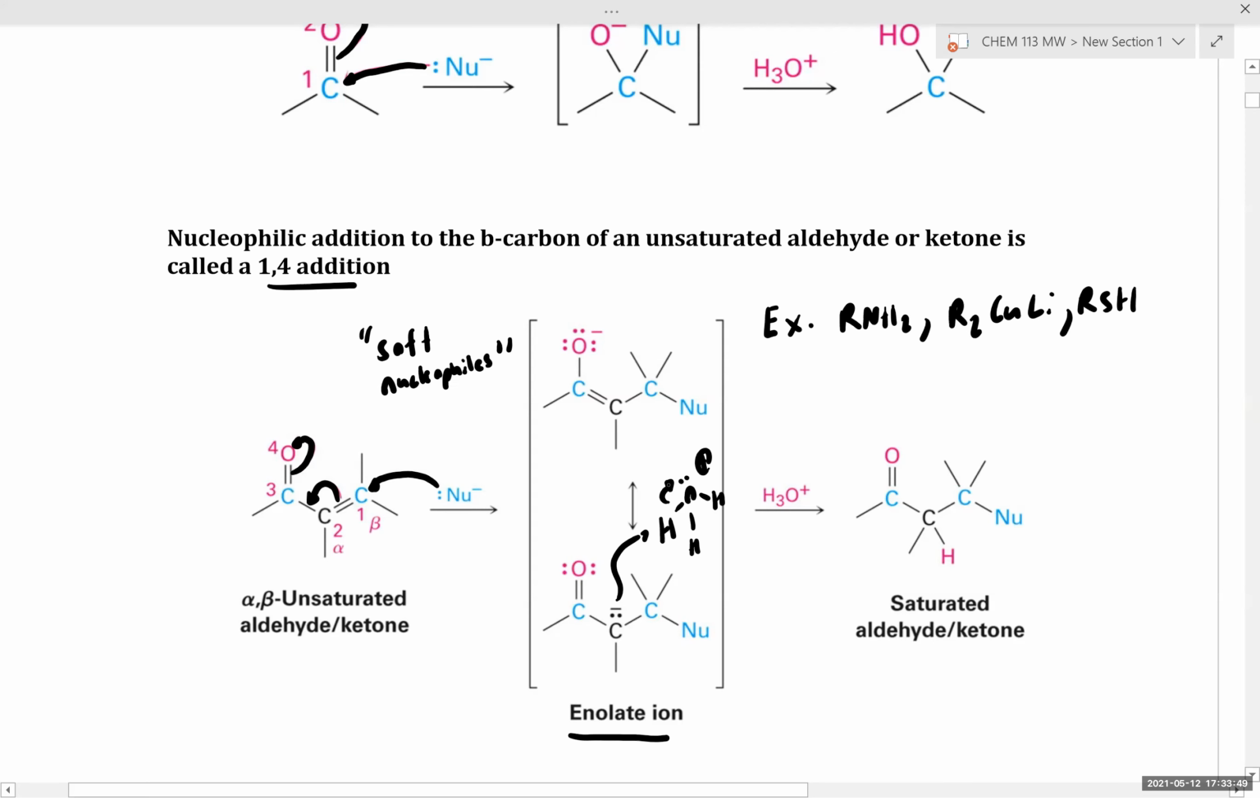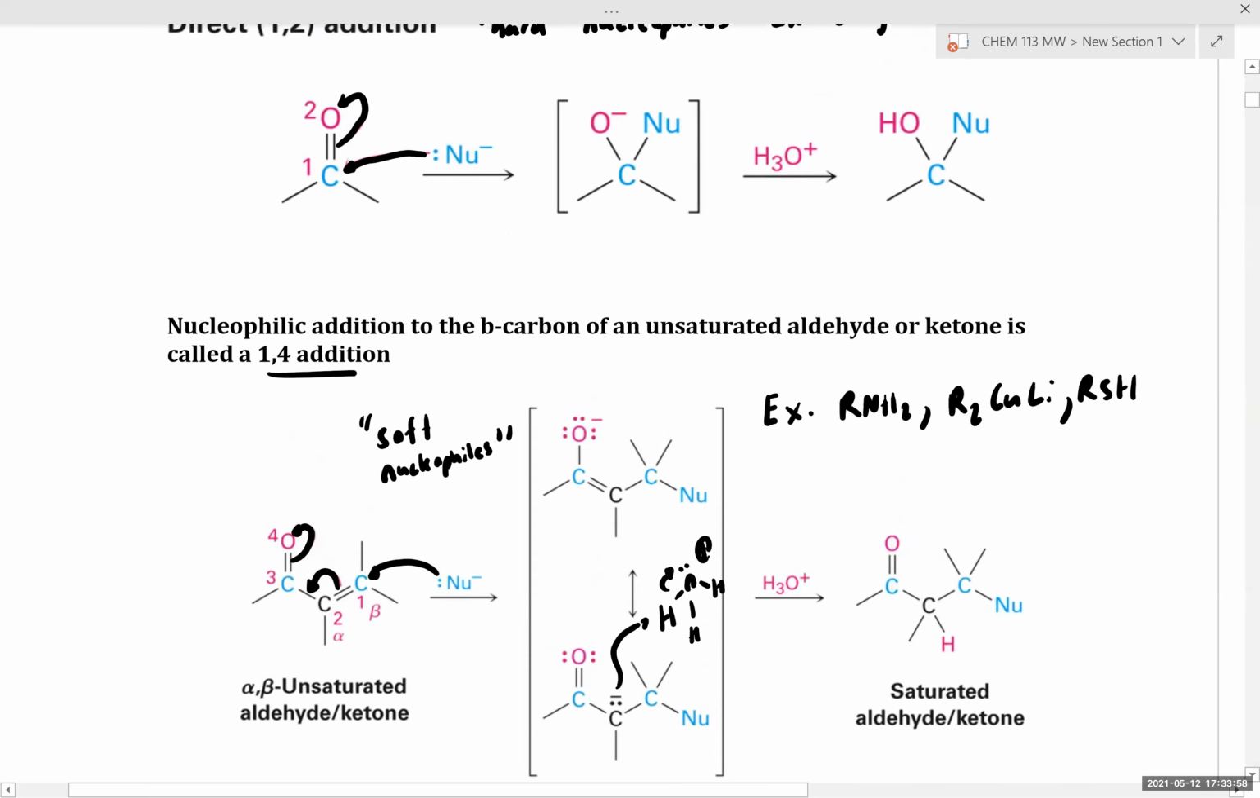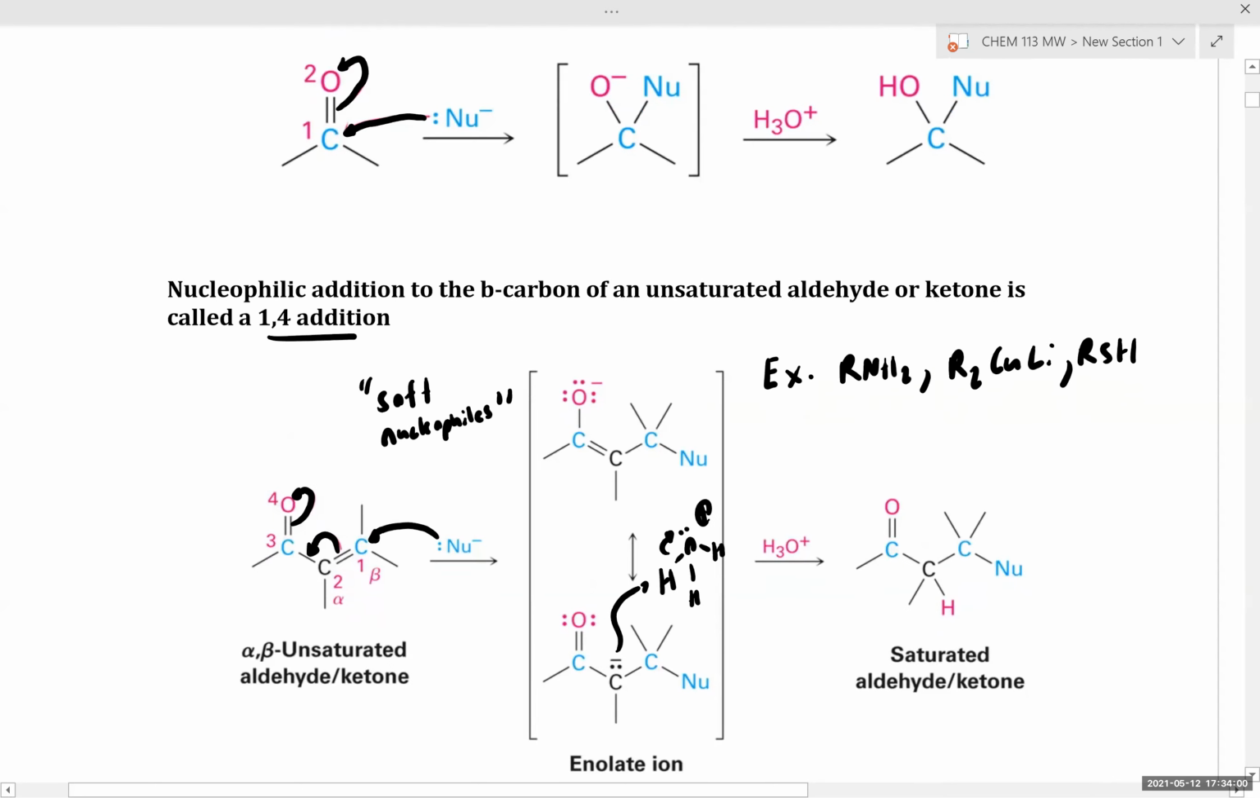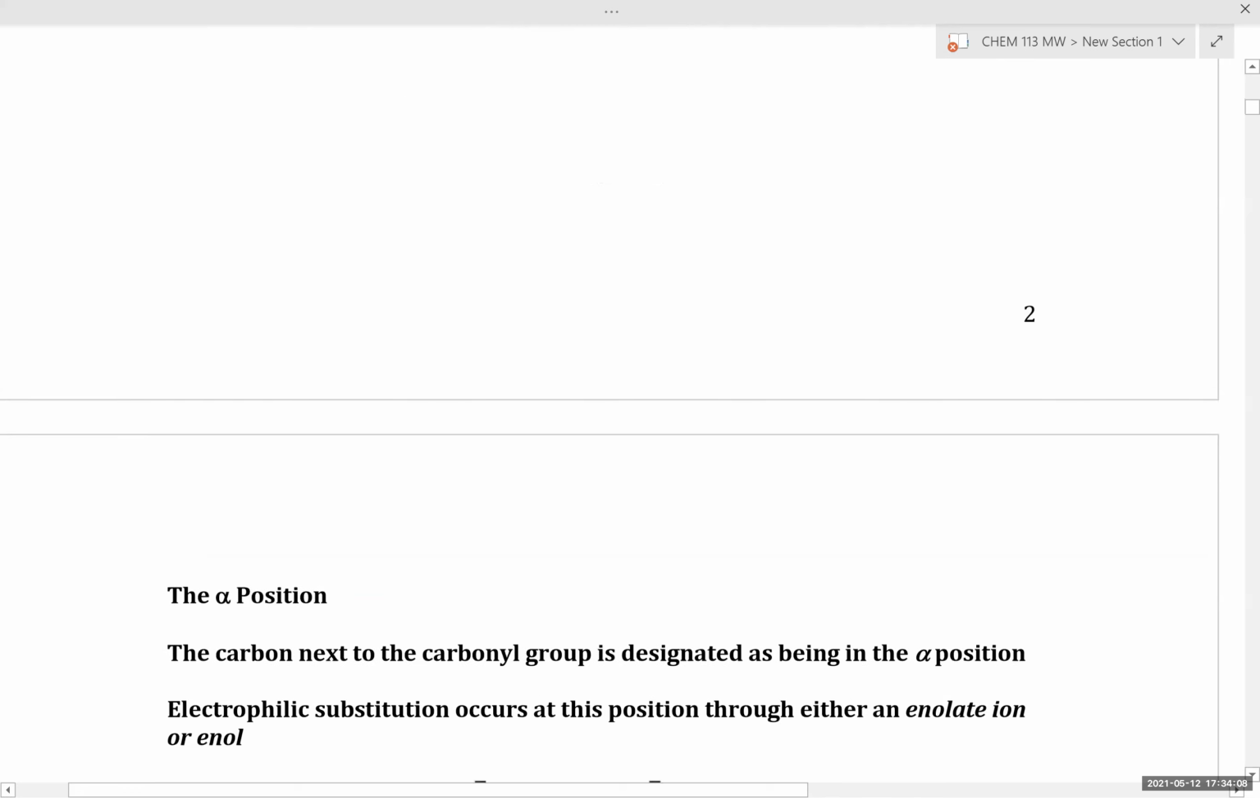So does this review make sense to everyone? Does this review of addition reactions make sense? Does everyone see the distinction between 1,2 and 1,4 addition? And do these mechanisms look familiar? Wonderful. So let's continue on now.